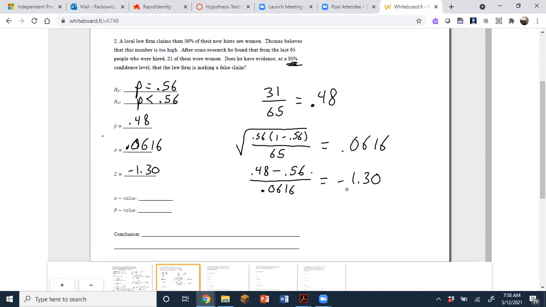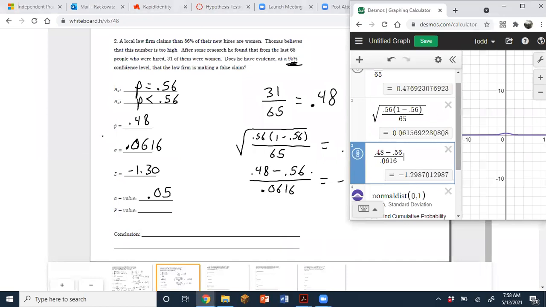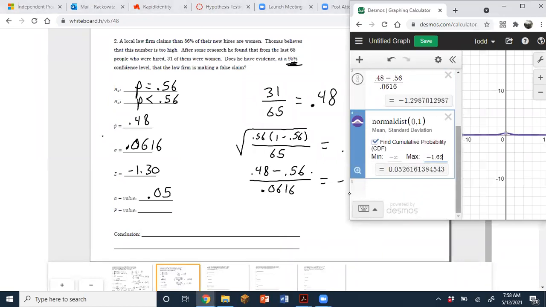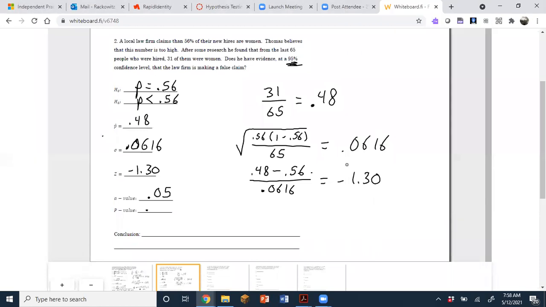Since we're at a 95% confidence level, our alpha is 0.05. So if your p-value is under that 0.05, you can reject the claim. So that, again, back to the calculator. Already have normal distribution, negative 1.30. And that is 0.09. So that is not less.